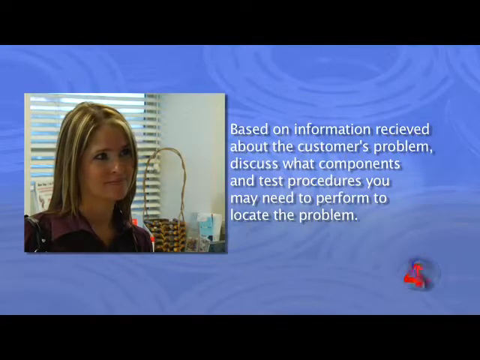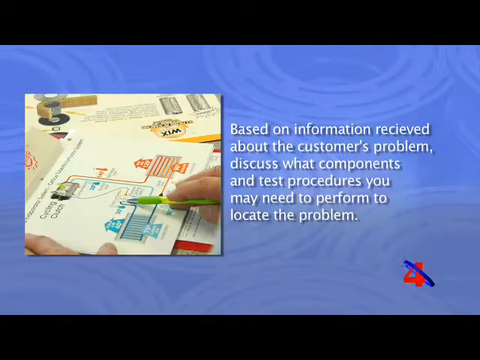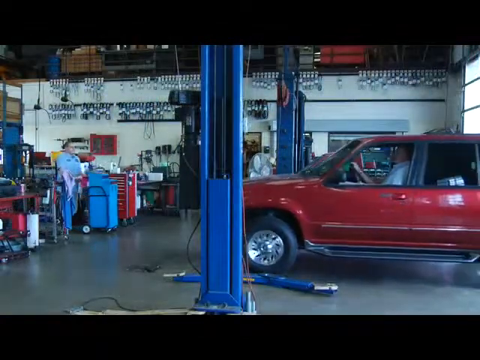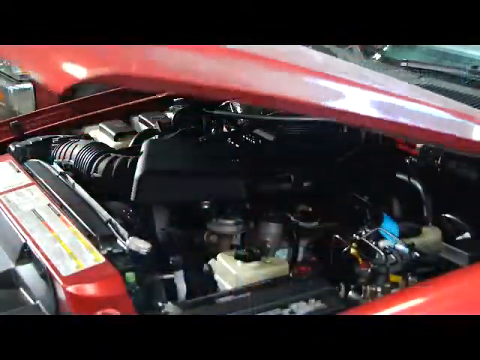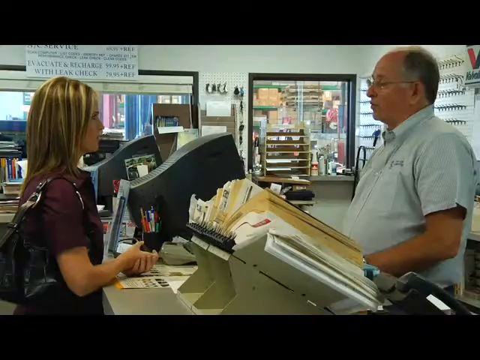Based on the information received about the customer's AC problem, discuss the components and test procedures you may need to perform to locate the problem. What we'll need to do is get it in and do our basic service. We will identify the refrigerant, make sure there's no foreign contamination in there. We will then pressure test the system, add refrigerant as necessary, assuming the most likely cause is low on refrigerant.